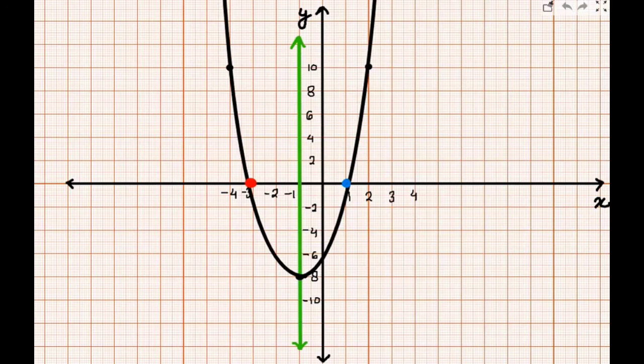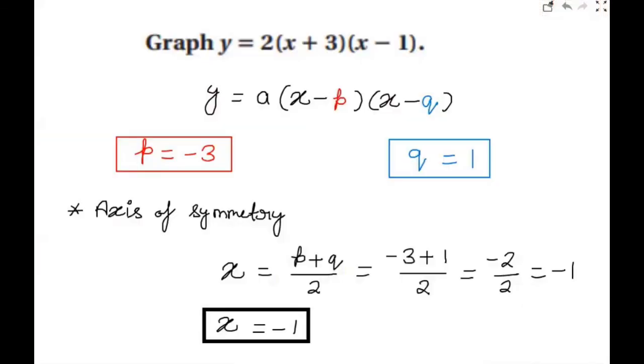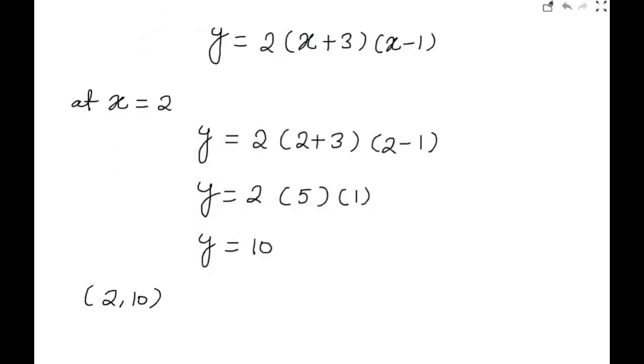I used a tool to plot this graph, and one thing is also clear from this graph: because the leading coefficient of this equation is positive, the graph opens in the upward direction.